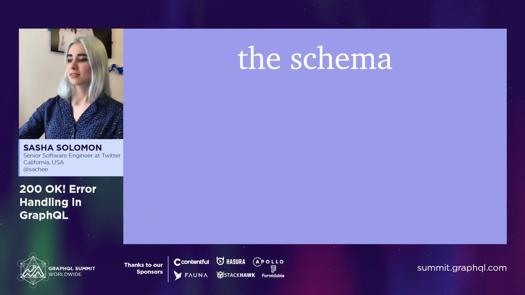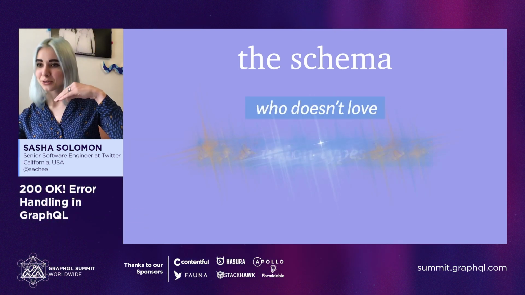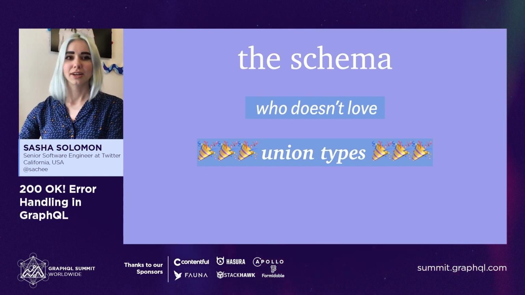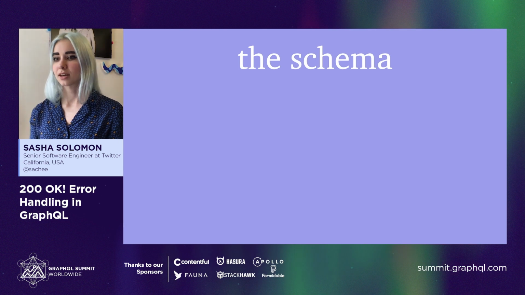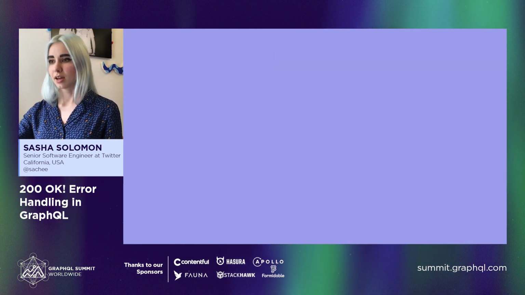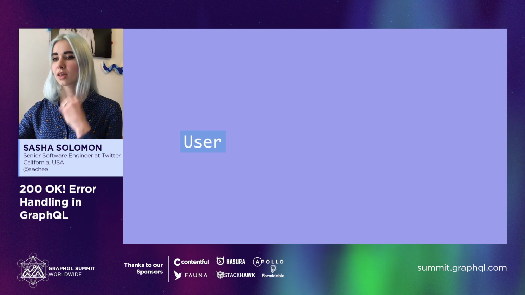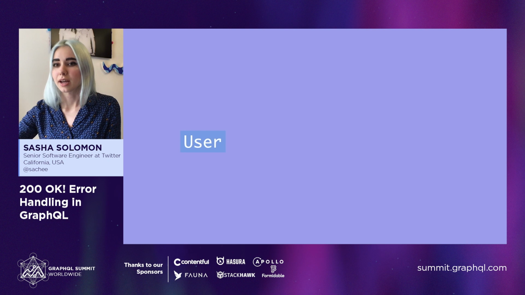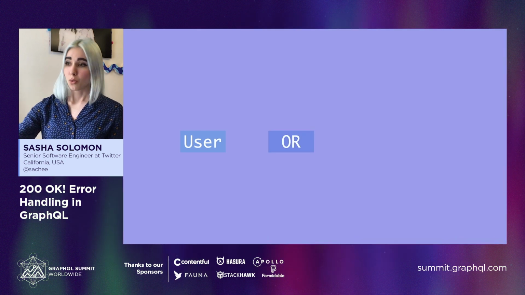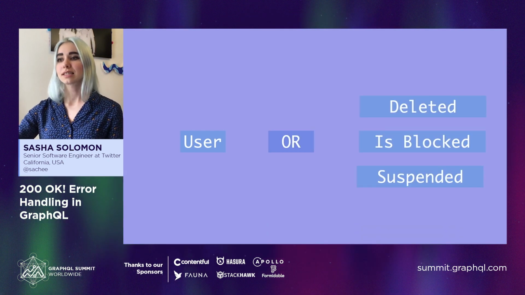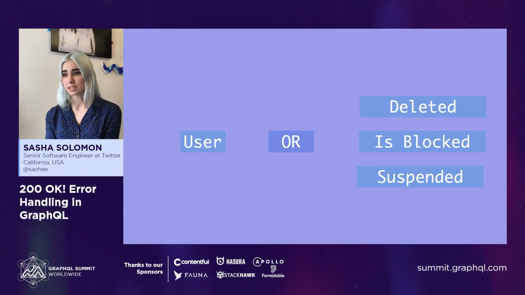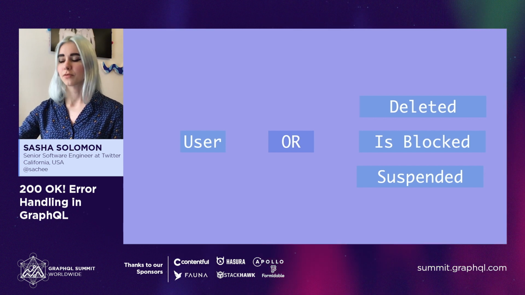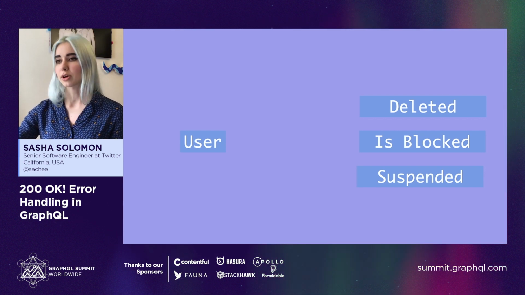Okay, so the schema, because who doesn't love union types? I love union types. They're really cool. So let's take a look at how we could use those. So first off, let's say we have a user. But let's think about the other states of a user, right? That's what we're interested in here. So we can have a user or say that user is deleted or is blocked or is suspended. These are all possible results we could have when we query for a user during a normal operation.